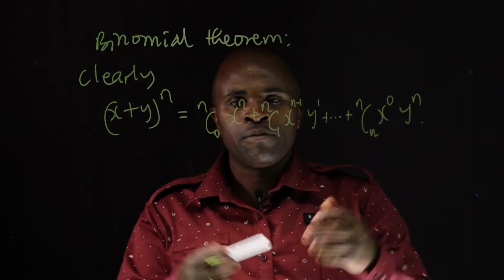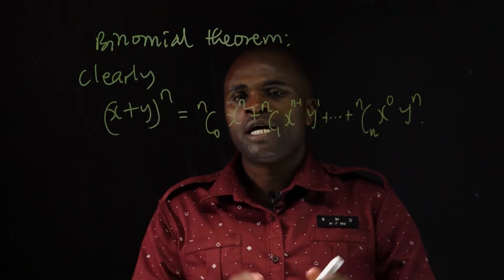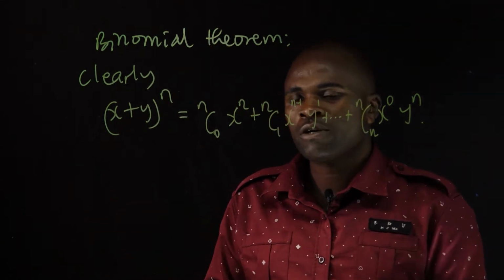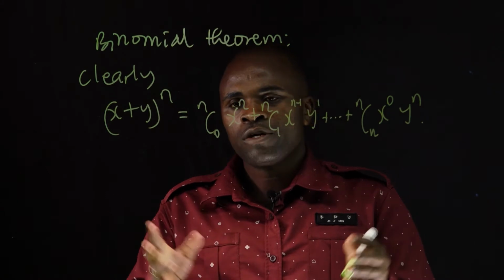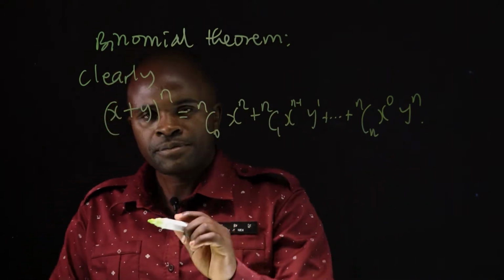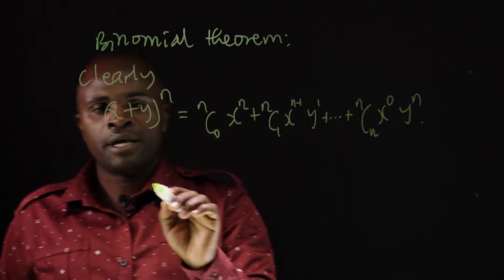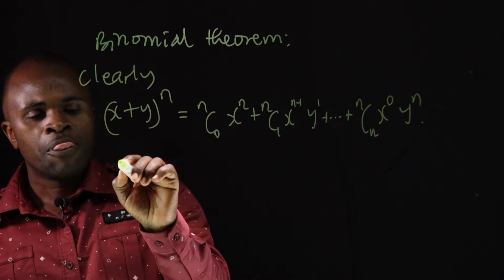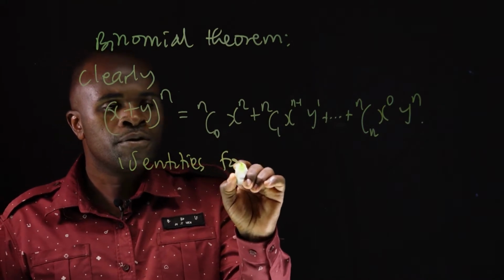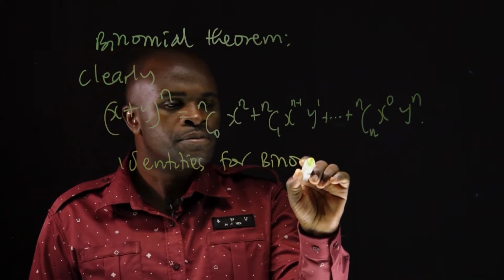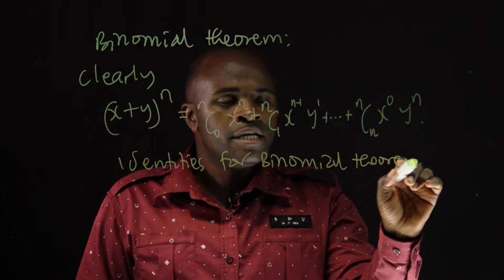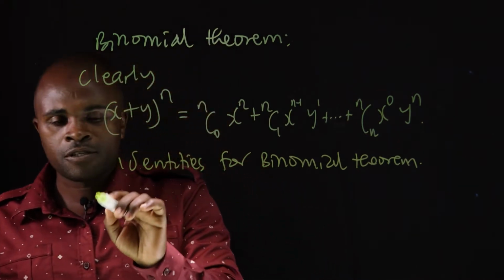This expansion of binomial theorem, which can be summarized using the concept of summation symbol, which is called sigma notation, is going to take us to some important identities with binomial. So we say, identities for binomial theorem. Identities for binomial theorem take us from this hint here.